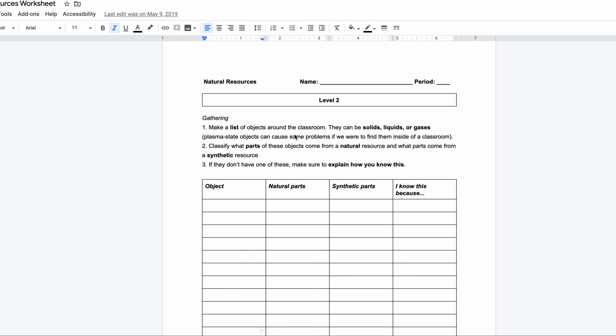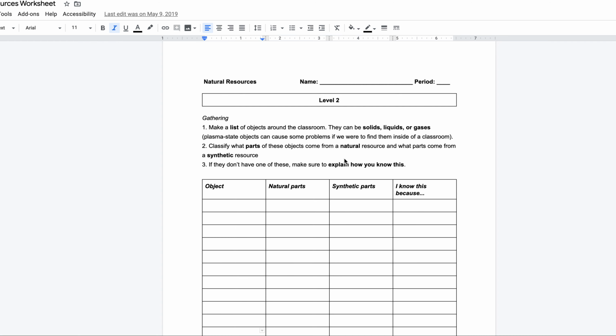If you are not in the classroom currently, you can just look at wherever you're at and look for items. I'm looking for objects that can be solids, liquids, or gases. Then you're going to classify which parts of these objects come from a natural resource and which parts come from a synthetic resource. Synthetic usually means not natural, meaning that it was made by humans.